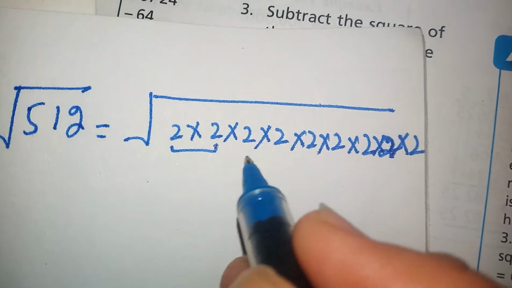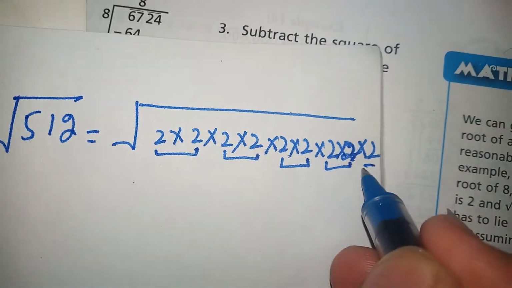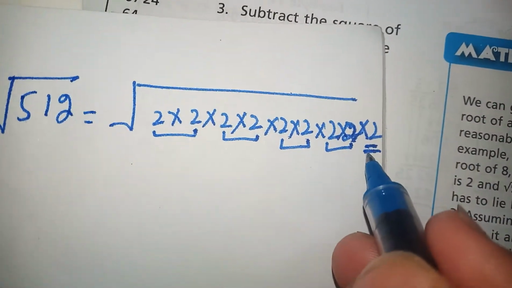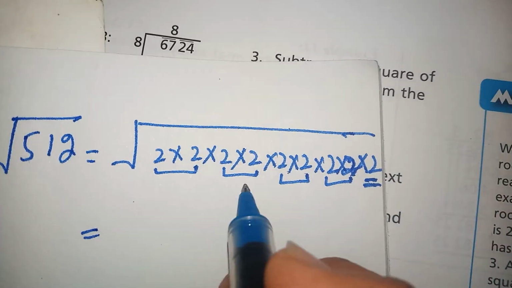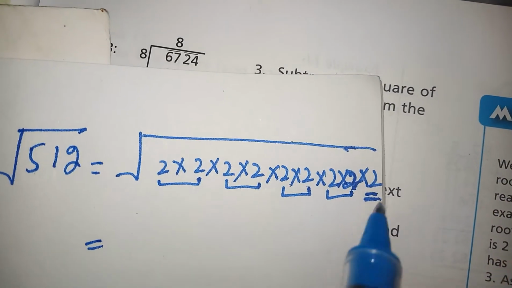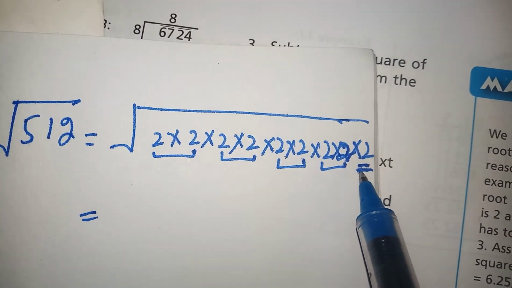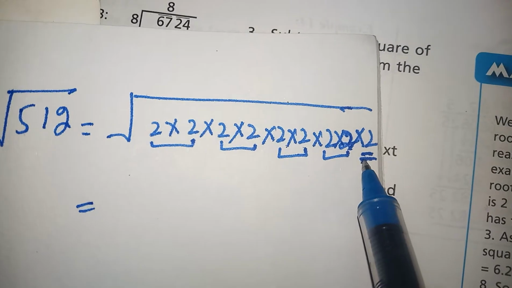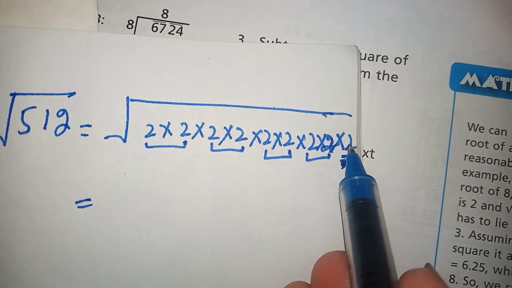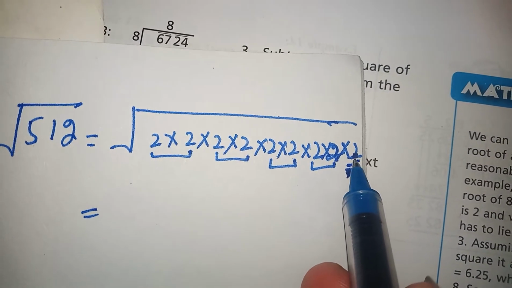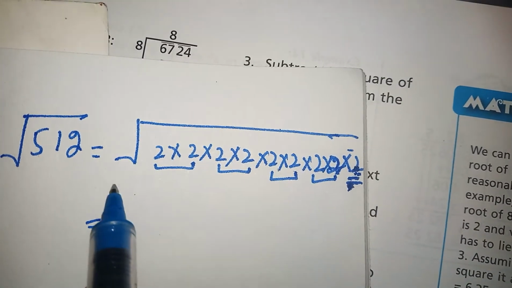And this is a pair. Again this one is a pair, this one is also a pair, this one is also a pair, but this 2 is a single. So all the factors should have a pair to make it a complete square. So this 2 is a single factor, so it has no pair. To make it a perfect square, it also should have a pair. It also should have another 2 to make it a pair, so that it can make a complete square.